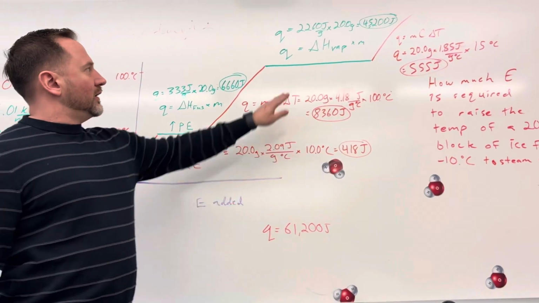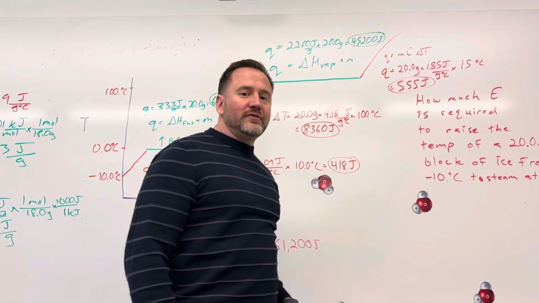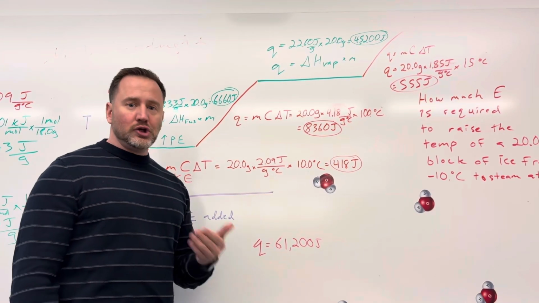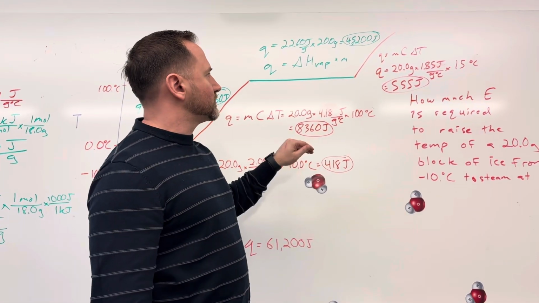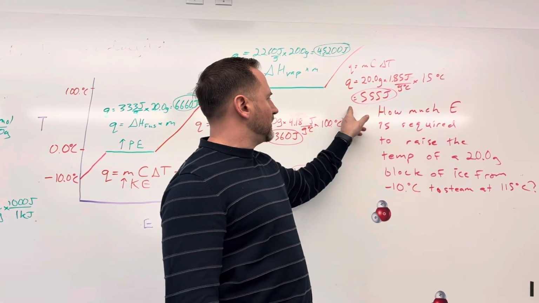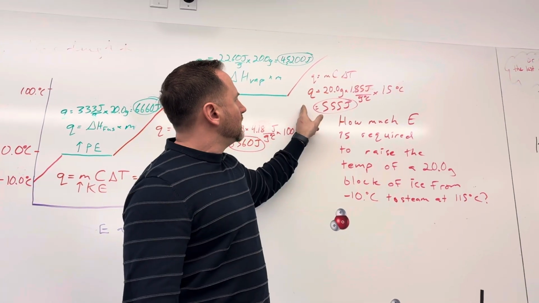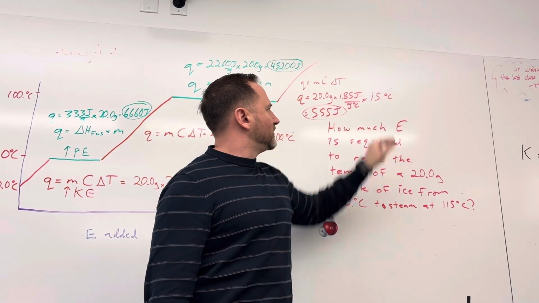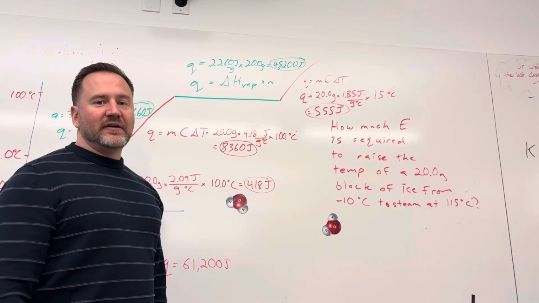Now, we've added enough energy to make that happen. That's 45,000 joules. And we're going to see that out of the total, that's a huge percentage of the energy required for this process. But then, once it's all steam, if we continue to heat it up another 15 degrees, then you're going to see 20 grams times the specific heat of vapor times the change in temperature, and we get 555 joules.